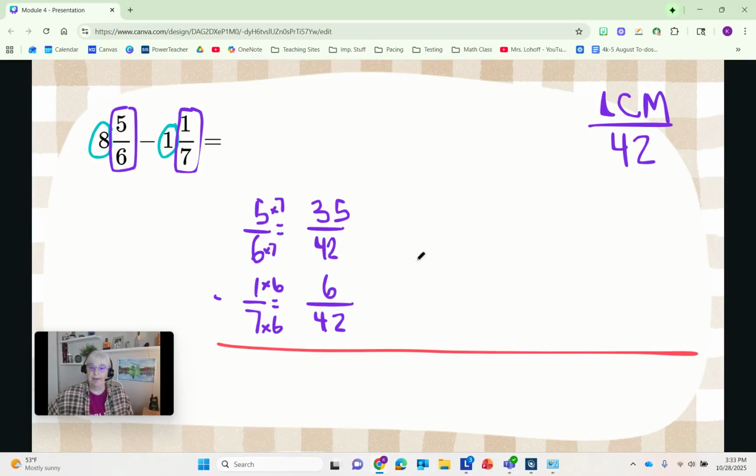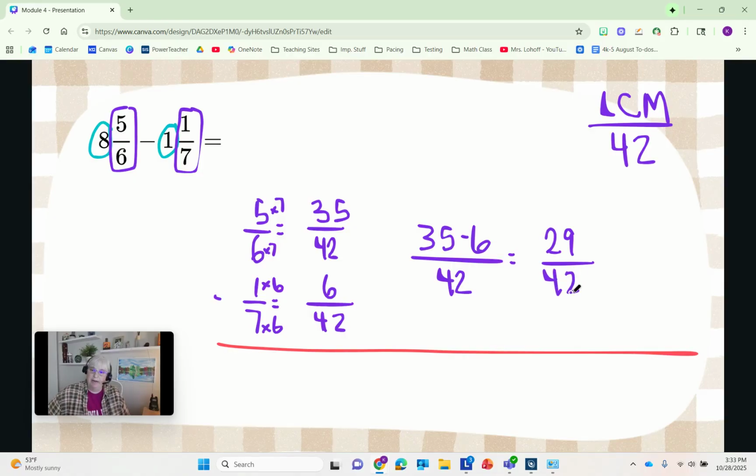Now I'm ready to subtract because my denominator is the same, and it will remain 42. I'm going to take 35 and subtract 6. That will equal 29 over 42. And looking at that, there is no way I can reduce that fraction. So our fraction part is finished.